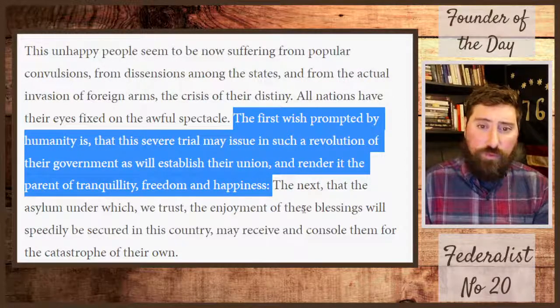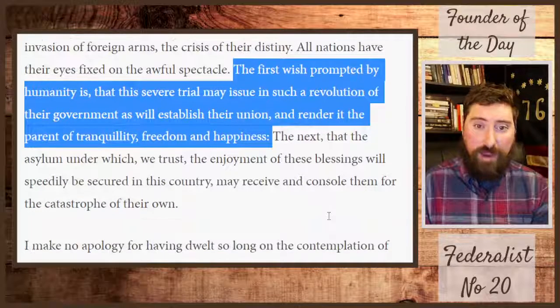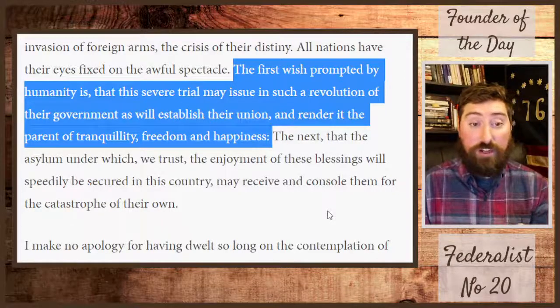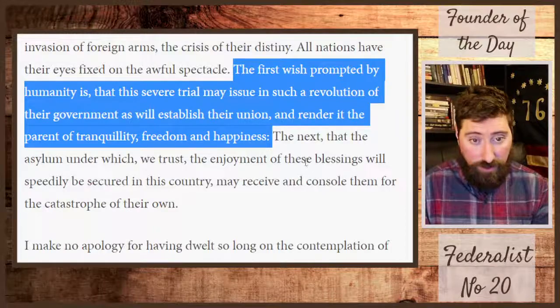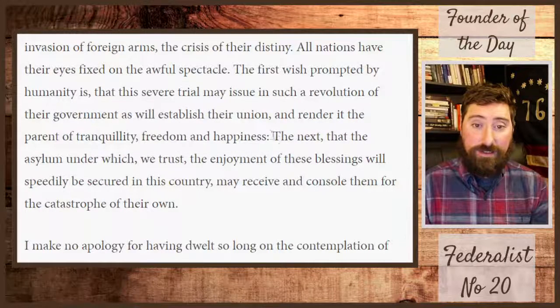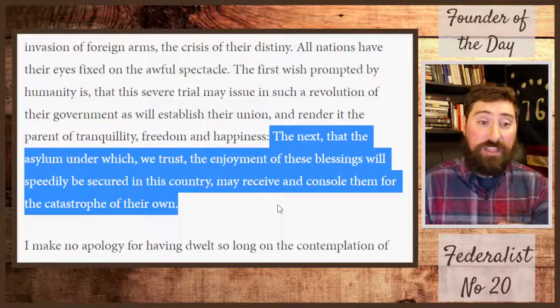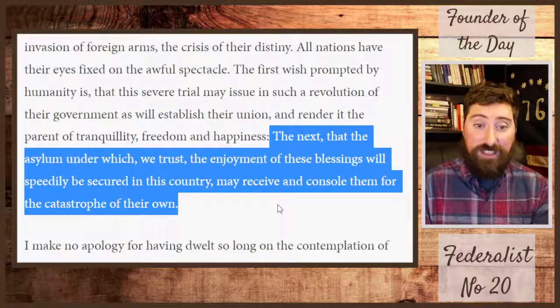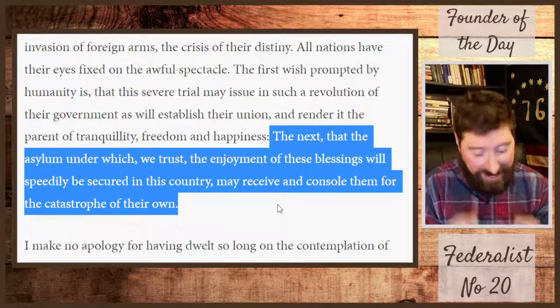The first wish prompted by humanity is that this severe trial may issue in such a revolution of their government as will establish their union and render it the parent of tranquility, freedom, and happiness. The next, that the asylum under which we trust the enjoyment of these blessings will be speedily secured in this country may receive and console them for the catastrophe of their own.